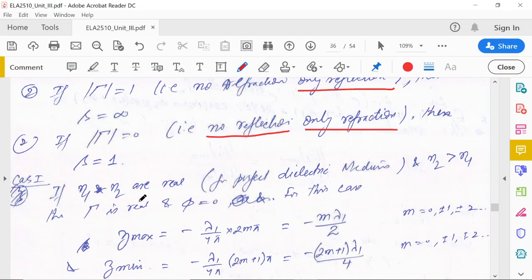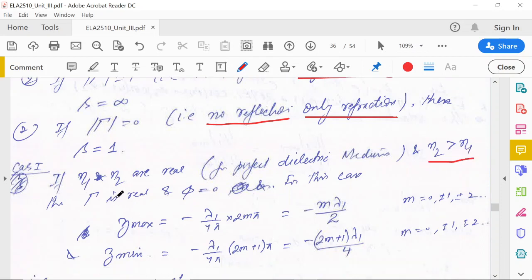Now, special cases. Case 1: eta 1 and eta 2 are real, that is, both are perfect dielectrics. Previously we assumed medium 1 is a perfect dielectric and medium 2 is any medium, but now medium 2 is also a perfect dielectric. Then we also have to define which one is greater, eta 2 or eta 1. So let's take one case where eta 2 is greater than eta 1.